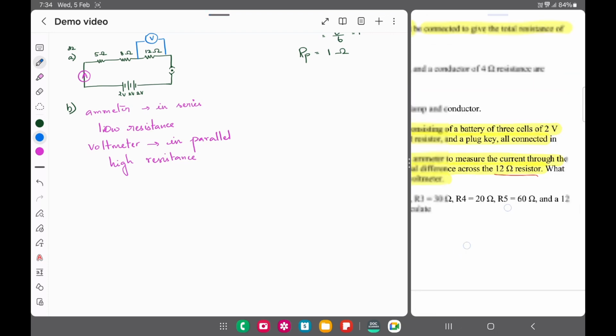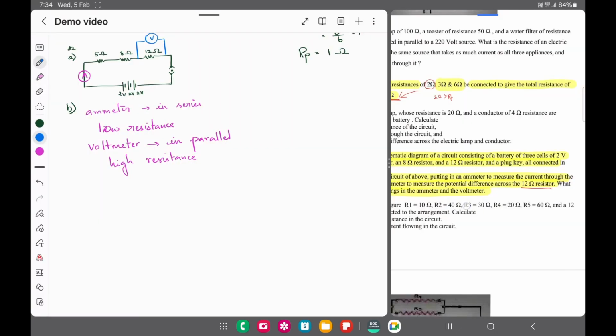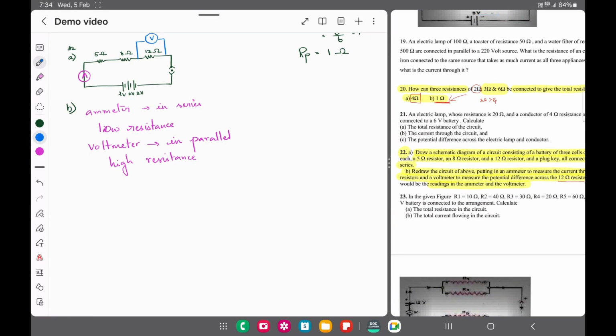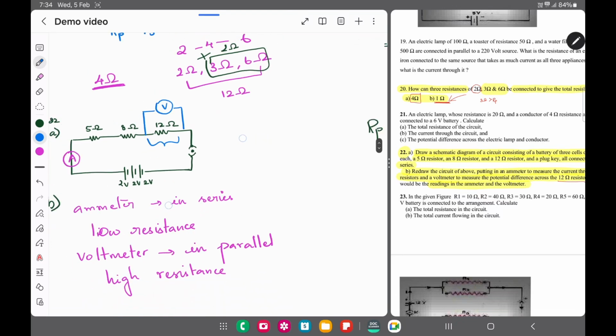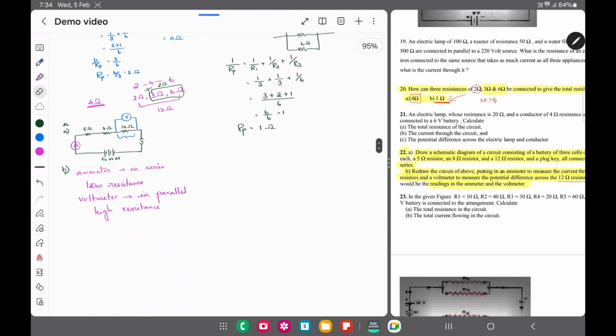Now the question was, what would be the ammeter and voltmeter reading? For the ammeter reading, you have to find the total current in the circuit, and for the voltmeter reading, what is the potential difference across this 12 ohm resistance. Am I right? So this is your question. So first let's try to figure out the total current in the circuit.